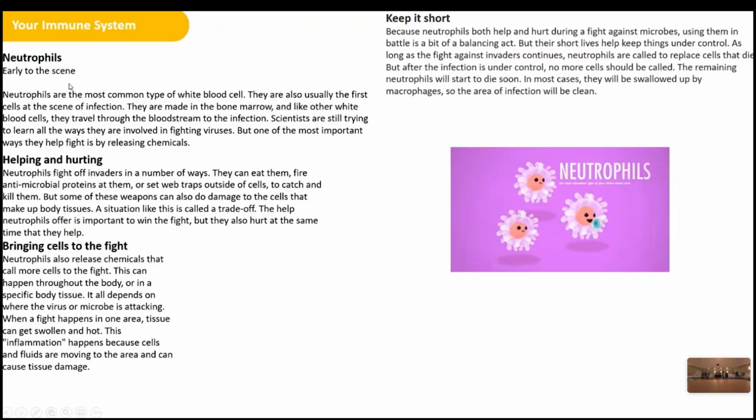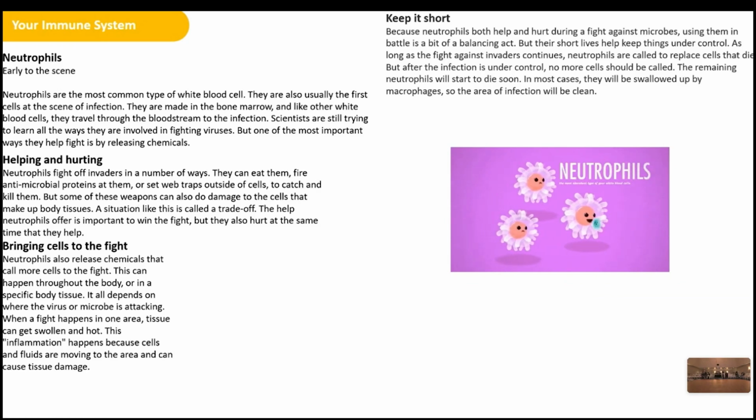All right, and then neutrophils. Neutrophils are early to the scene as well. We talked about them in the last slide a little bit, helping along with macrophages. But these guys can fight off invaders in a number of ways. They can eat them, they can fire antimicrobial proteins at them, or they can set up what we call little web traps outside of cells, and they can catch and kill any invaders that they might see.